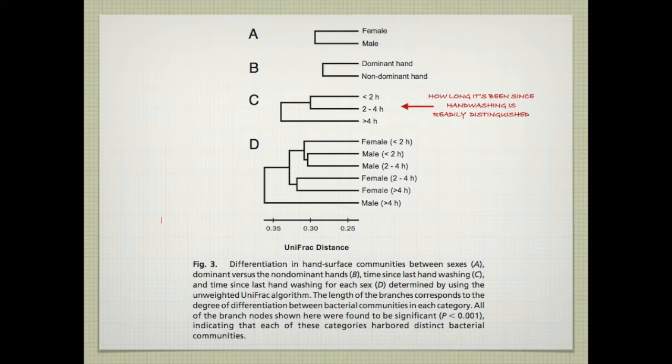You can also tell how long ago it's been since they washed their hands. They don't test anything more than 4 hours. I think it would be interesting to go further out than that and see whether that makes a difference or not. You can combine these things. Now, this is what I find really interesting. Not only can you determine whether it's male or female, dominant or non-dominant, and how long ago they washed their hands, but you can tell that it's a female who washed her hands less than 2 hours ago, and it's the dominant hand. All from one set of sequences extracted from that.